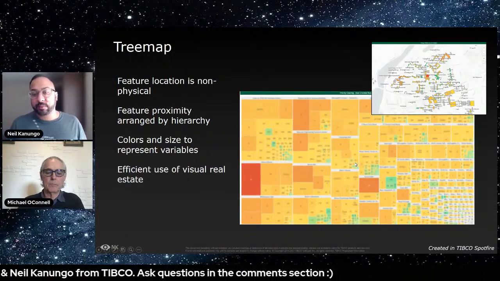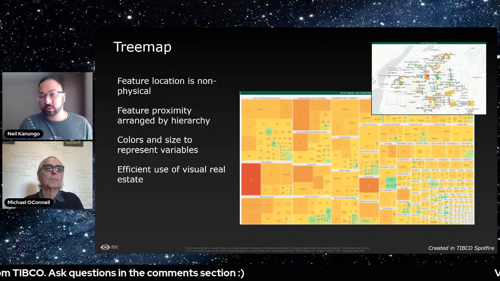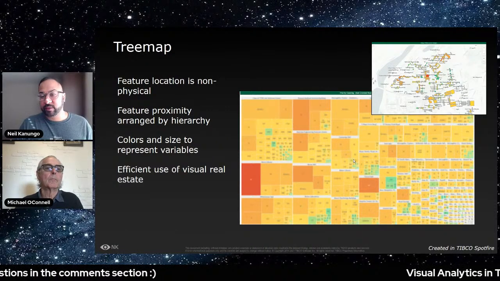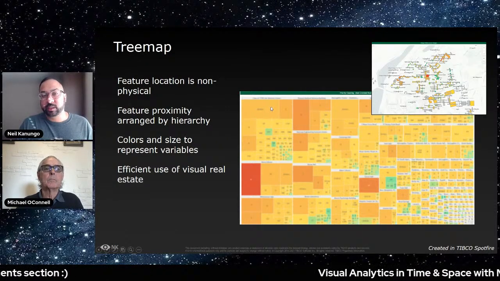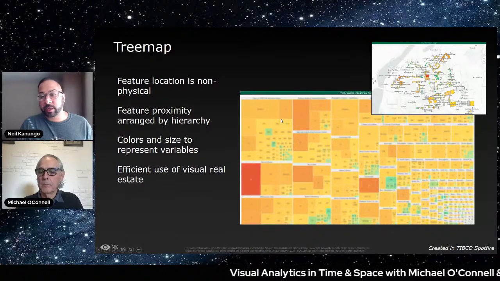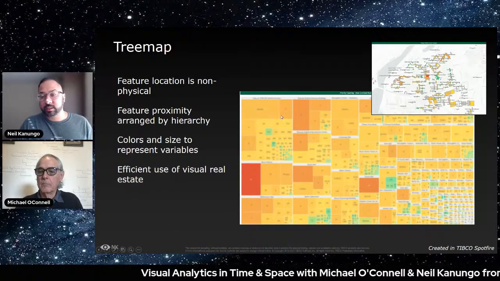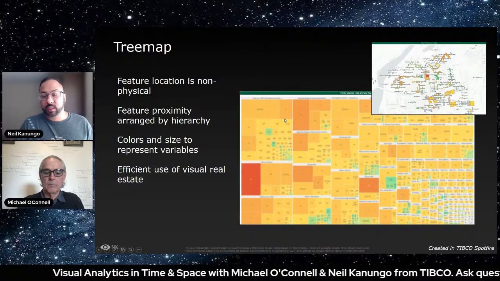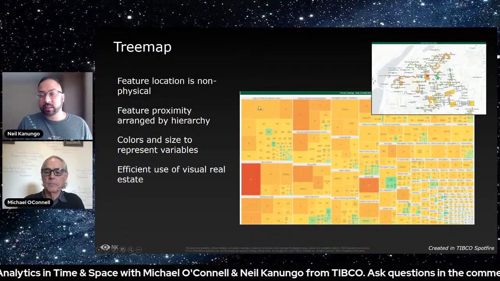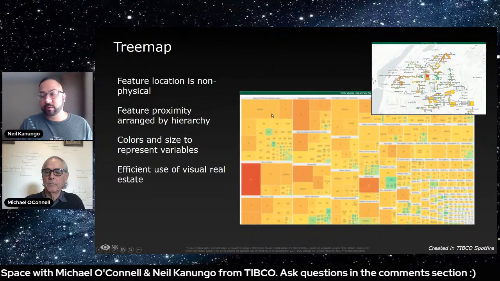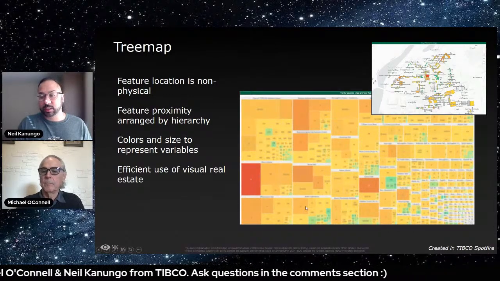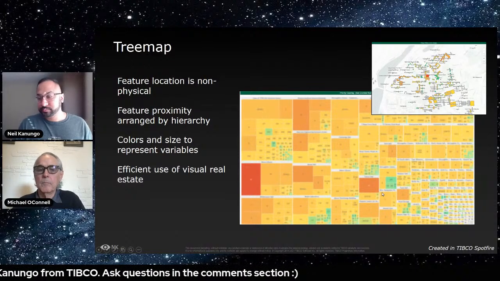So the tree map, the feature location is not necessarily physical, and the proximity of these features is arranged by a hierarchy. So you have color and size to represent these different variables, and this is using 100% of the real estate available to you. So it's a very efficient use of the real estate. There's not a lot of white space in here.